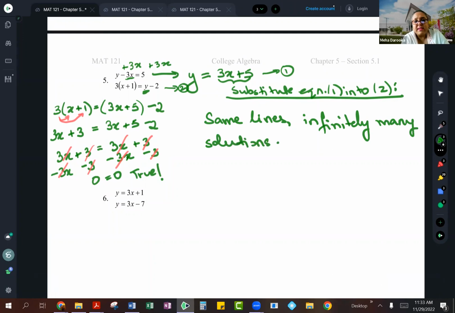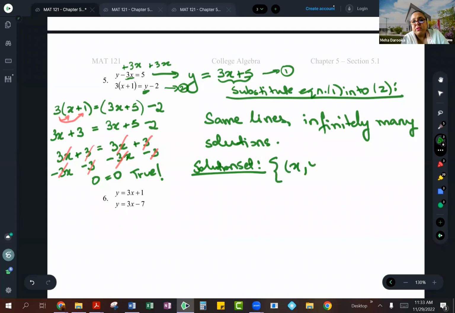Sometimes they will have you write the answer for the solution set in what we call set builder notation. That would look something like this, where you take your ordered pair x, y, and then use any one of those two original equations, it doesn't matter which one. So you can do the first one, y minus 3x equals 5. What this set builder notation is telling us is that whatever is the solution for this equation, y minus 3x equals 5, that ordered pair is going to be the same solution for your entire system. So this is what we call set builder notation.